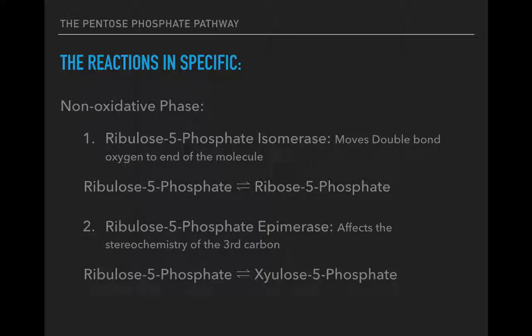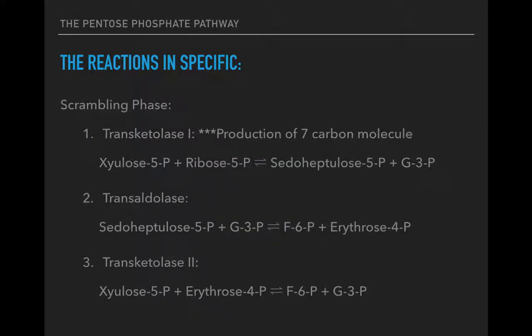The second step is ribulose 5-phosphate epimerase. This affects the stereochemistry of the third carbon. It takes ribulose 5-phosphate and changes it around to xylulose 5-phosphate. In the scrambling phase, the first step is transketolase 1. This is actually where the 7-carbon molecule is formed.